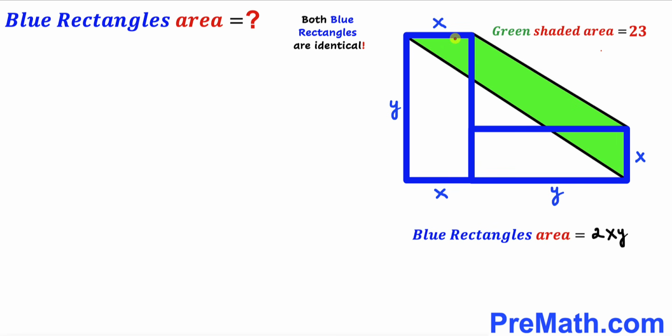Now let's focus once again on this green shaded quadrilateral. I'm going to connect these two vertices as you can see in this next step. As a result, we end up with these two triangles. This is one of these triangles, and this is our other triangle.